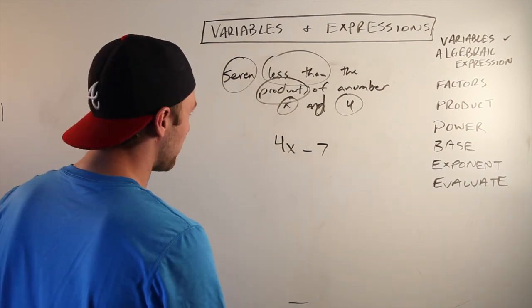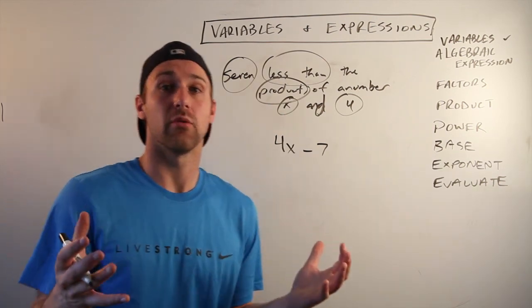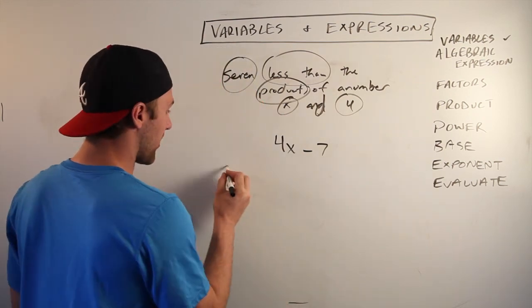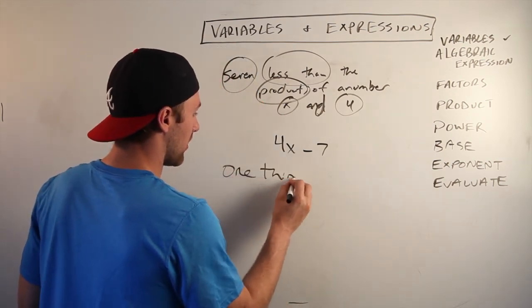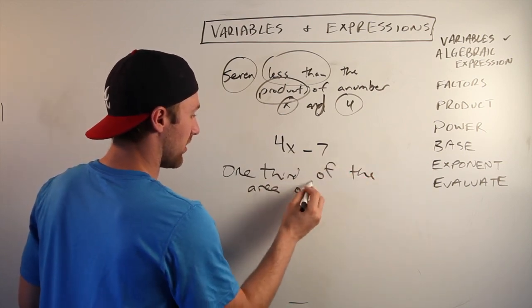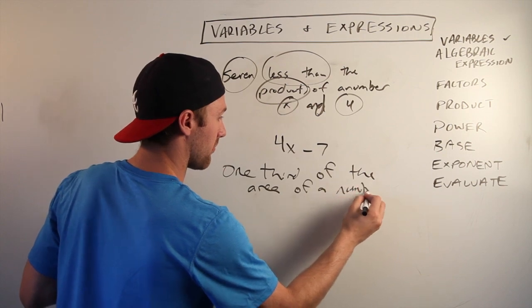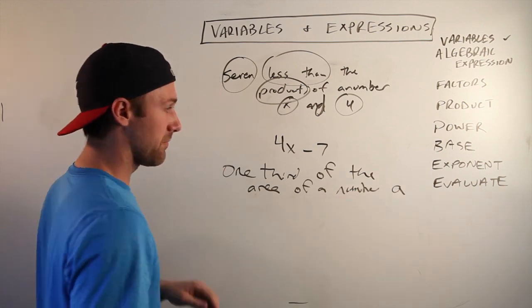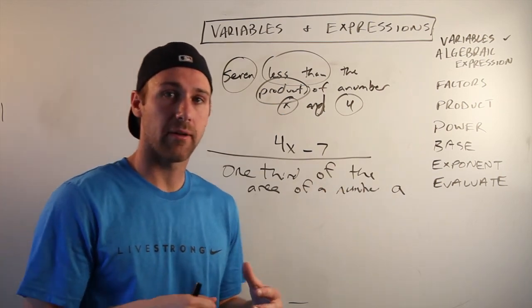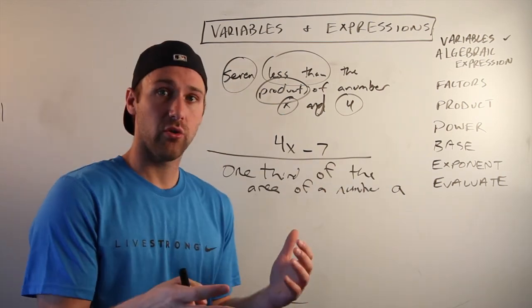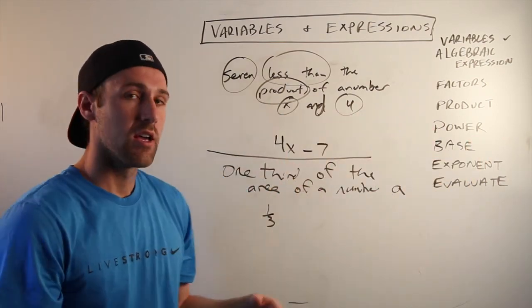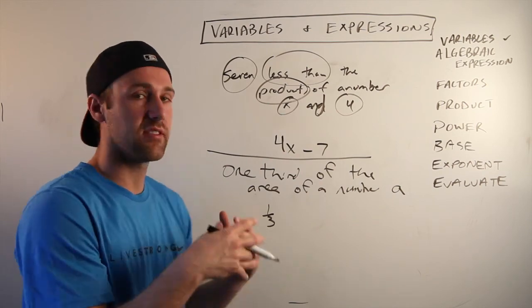Now let's do another, more difficult one. Let's say we want to find 1/3 of the area of a number A. So we're finding 1/3 of the area of a number. What do you do to express 1/3? Think of an actual number.